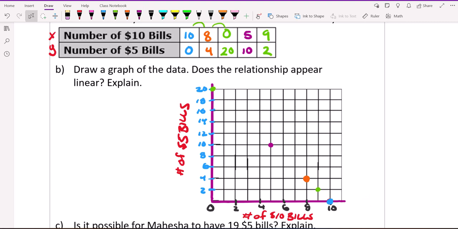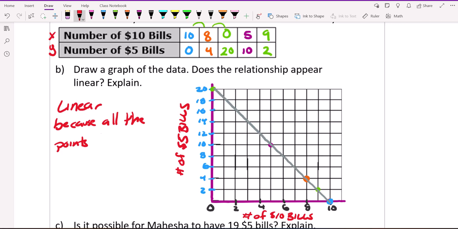So look at this. Is this linear? Yeah. So we can draw a line through all of our points, and it's going to make a straight line. And so yes, this is linear because all the points fall on a straight line.